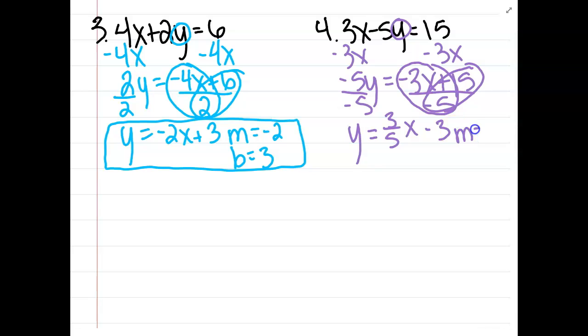So once it's written in slope-intercept form, what's my slope? 3/5, always the number in front of x. And what's my y-intercept? Negative 3. Okay, just got a few more for you guys.